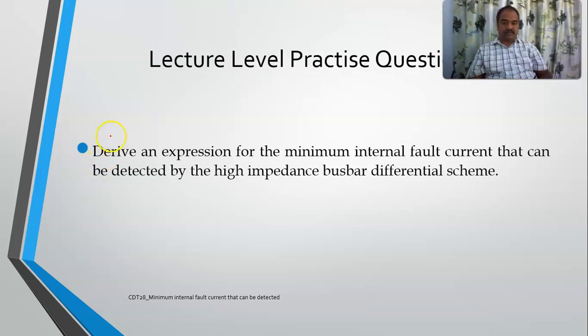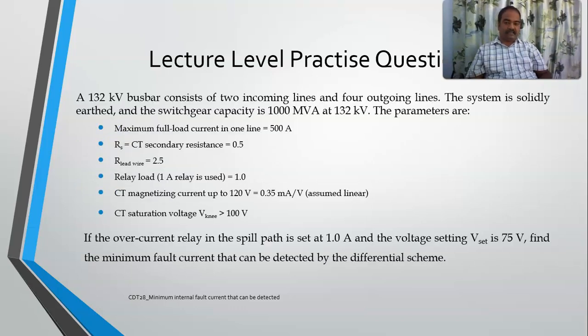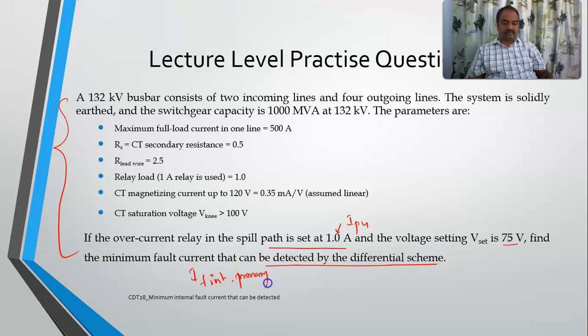So first of all, lecture practice questions. This is your derivation which you are supposed to do in detail, and this is the problem which you are supposed to solve in the class. See, the overcurrent relay, this is your pickup value. This is in continuation with the problem which we have done in the last class. This is the voltage setting. Find the minimum fault current that can be detected by the differential scheme. So what they are asking is the internal primary. So try to solve this problem, and we will try to solve it again in the regular class.